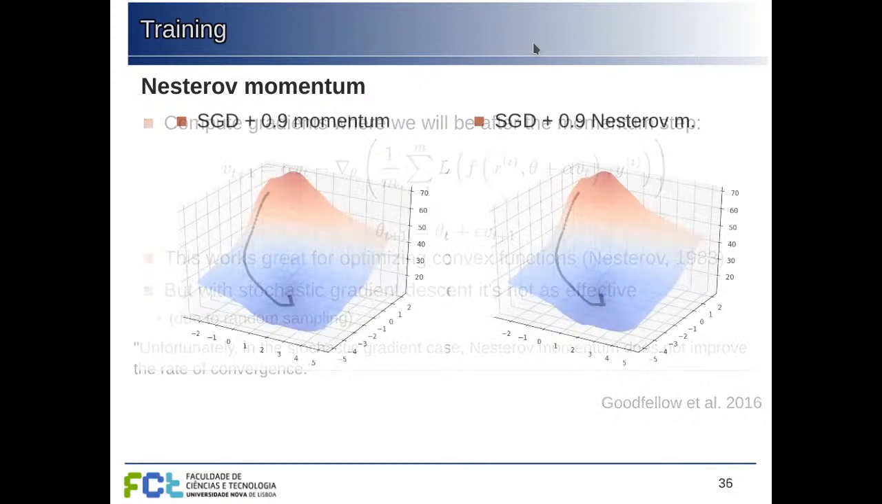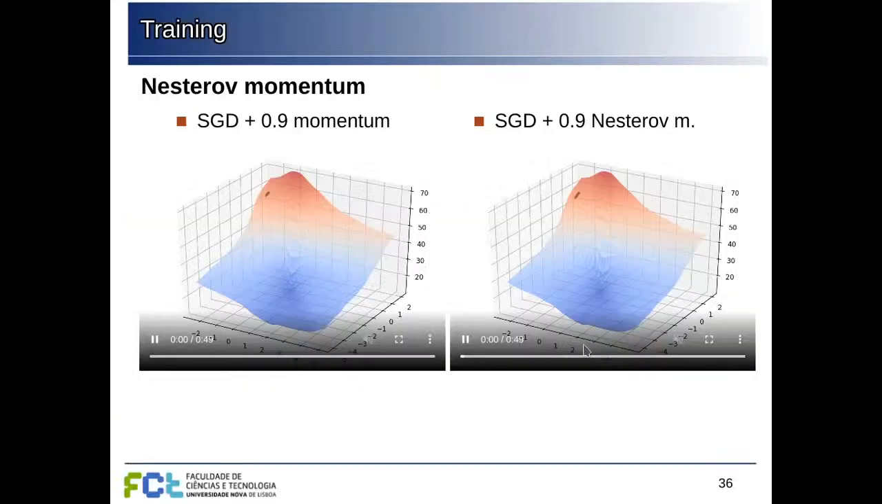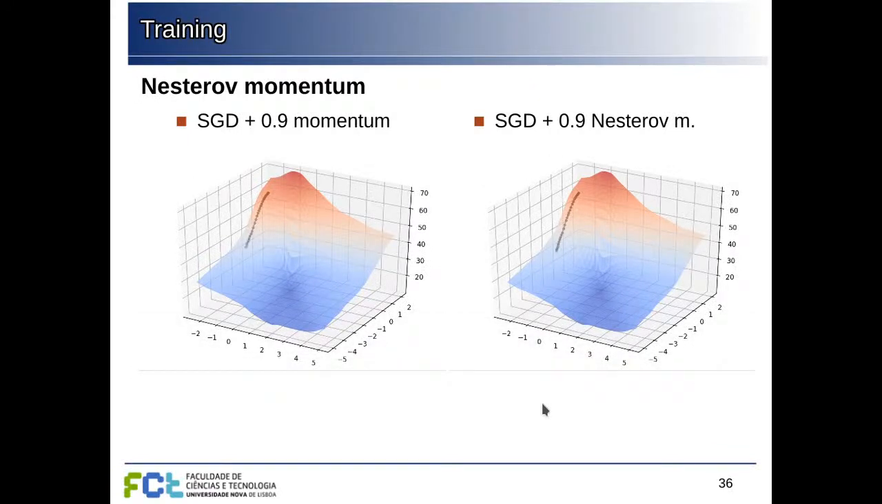But for example, here in this very simple problem, we can see that there is no difference between using regular momentum or using Nesterov momentum. So the fact that we are estimating the gradient with some error because we are using a random sample of examples makes Nesterov momentum a lot less efficient. In any case, using momentum is generally a good idea. It makes training a lot faster.